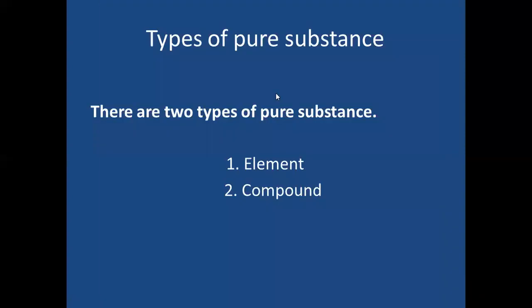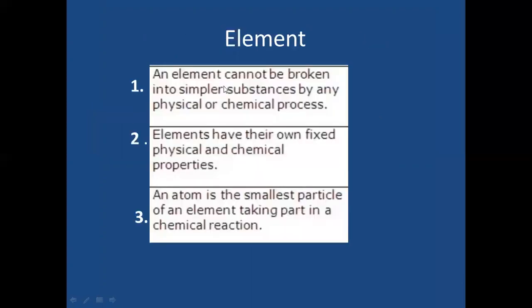Types of pure substances. There are two types of pure substances, element and compound. Element: an element cannot be broken down into simpler substances by any physical or chemical process. We cannot simplify or convert an element into simpler substances.